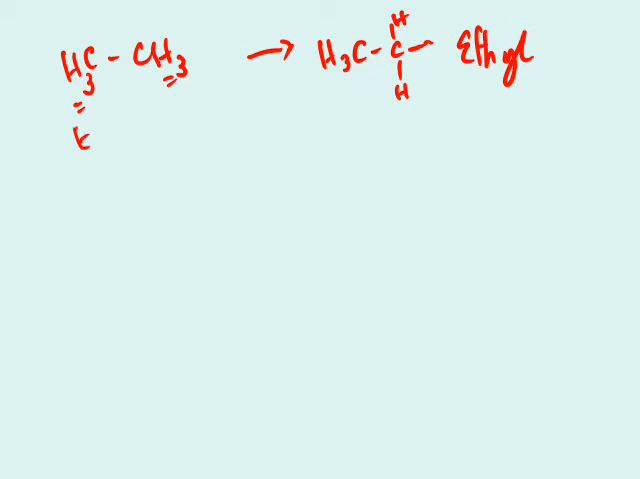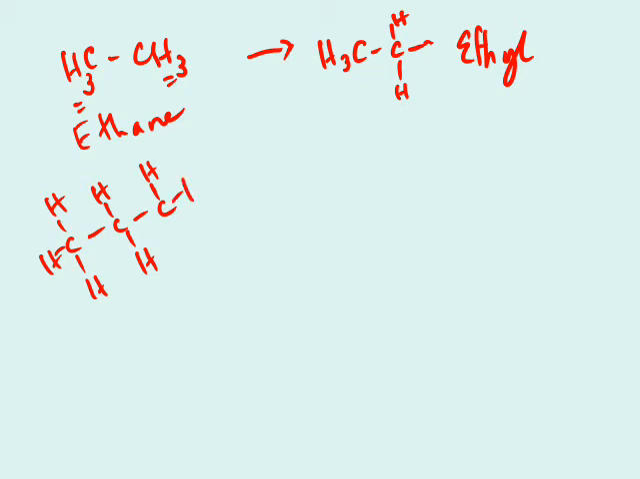Make sure you know these names: methane, ethane, propane. So let's fill in with hydrogen. I must have three hydrogens on this end because carbon must have four bonds. And I must have two hydrogens on this next carbon and three hydrogens on the last one. So this is propane. We often hear about propane gas.